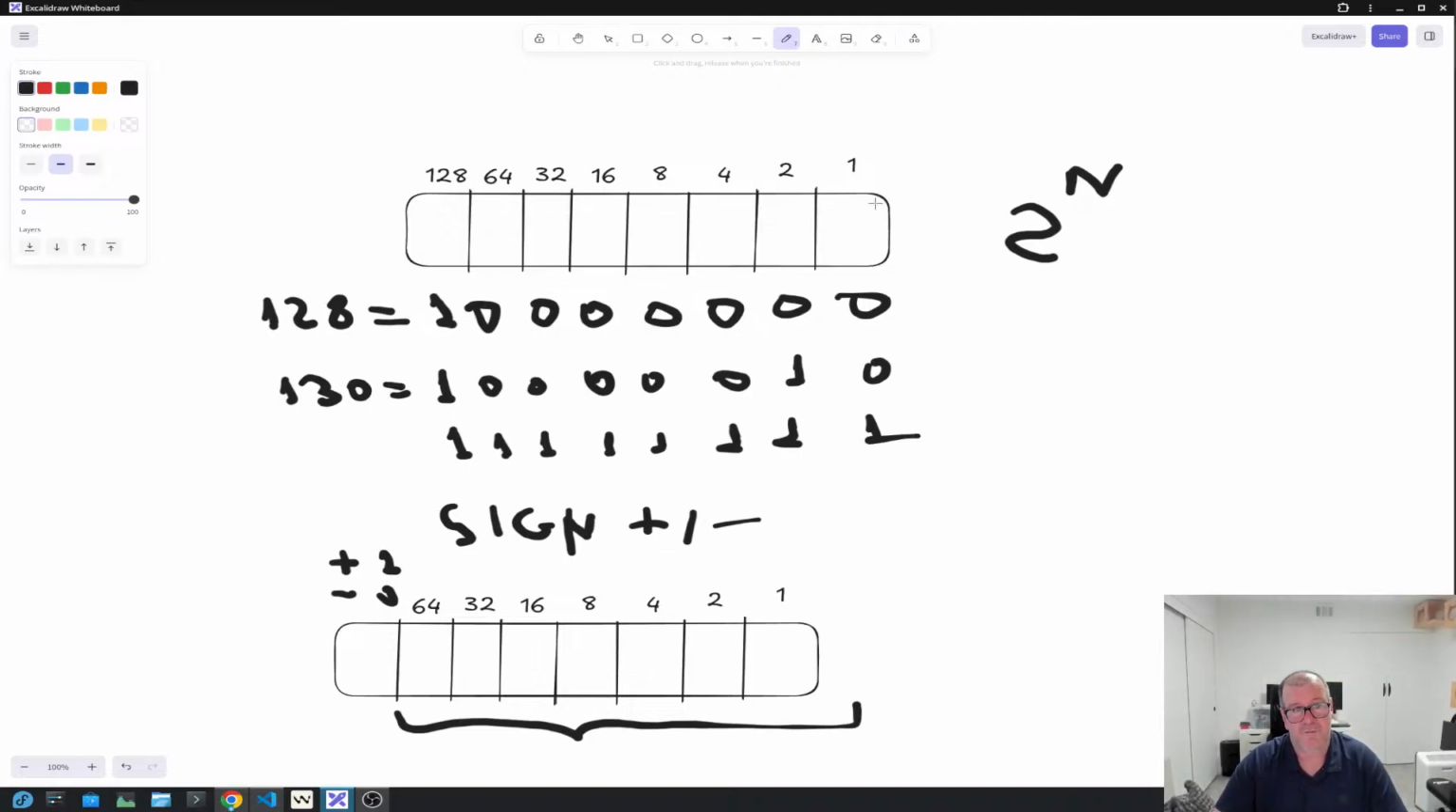So if you want to represent 7, it's easy. 7 will be 0, 0, 0, 0, 0, like this, 0, 0, 0, 0 for each one of those, plus this one. And now 1, 1, 1. If it's positive, it will be with 1 here. If it's -7, it will be with a 0 here.